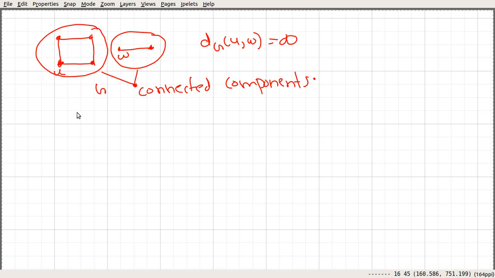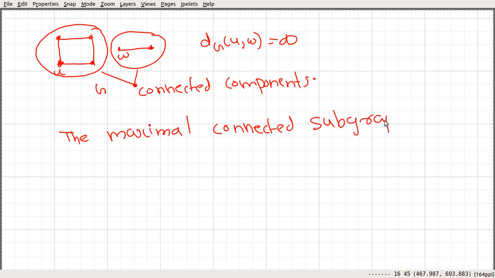The connected components of a graph are defined something like this. They are the maximal connected subgraphs. I will make this maximal precise after giving this definition. The maximal connected subgraphs of G are its connected components.